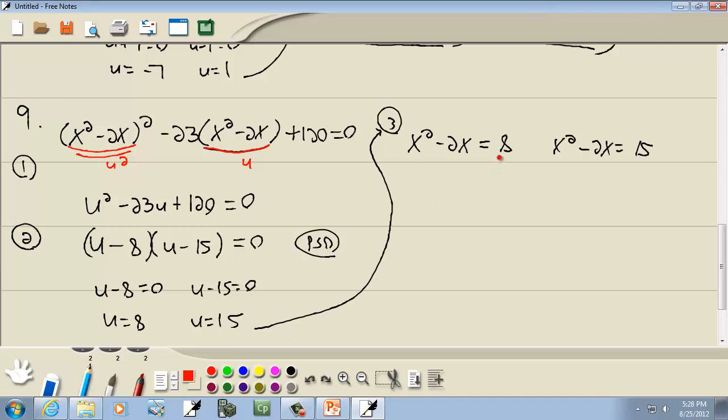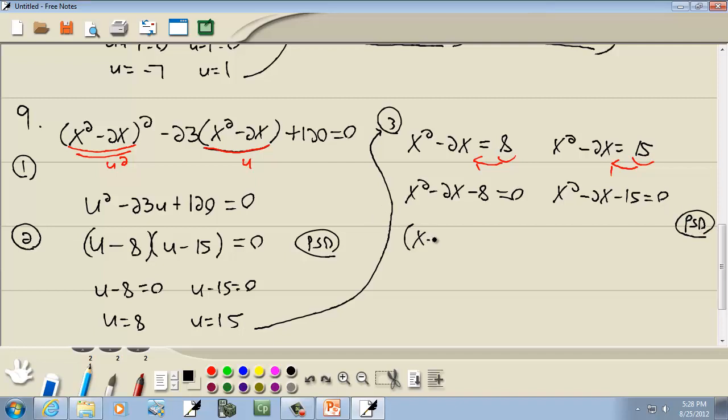Now I want to get everything over one side and factor it if I can. So I'll take the 8 and the 15 to the left side. So I got x squared minus 2x minus 8 equal to 0, and x squared minus 2x minus 15 equal to 0. And both of those are the PSD method. So this one factors as x minus 4 times x plus 2 equal to 0. This one factors as x minus 5 times x plus 3 equal to 0.